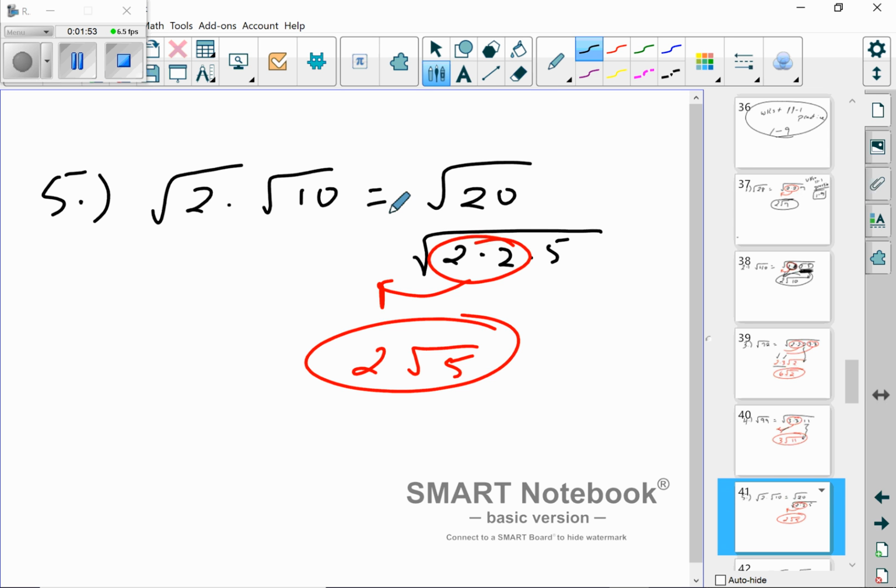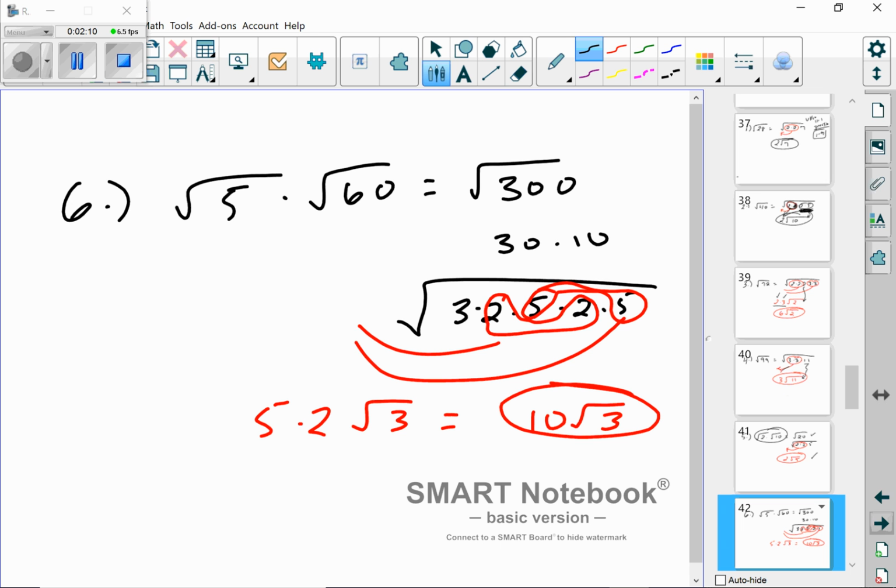Number 5. I got square root of 2 times square root of 10. The square root of 2 times square root of 10 makes square root of 20. Then we're going to make a factor tree. You've got to put these together first and then take it apart in the factor tree. 2 times 2 times 5 makes 20. You've got a pair of 2's. The 2 comes out. 5 stays in. 2 square root of 5.